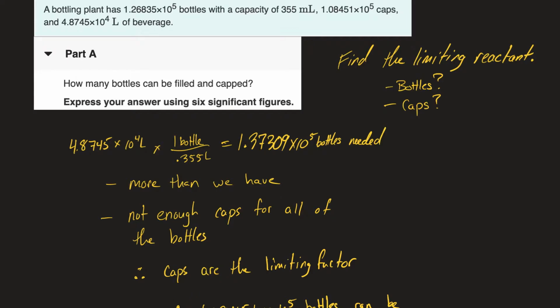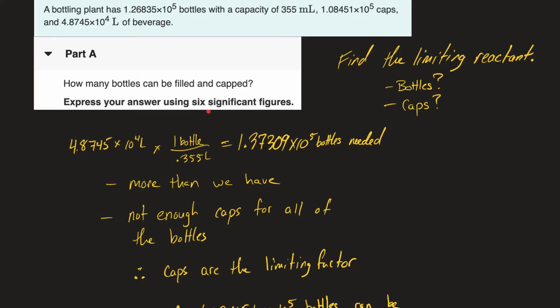And then once we run out of caps, we're going to have beverage left over, we're going to have bottles left over. So it's caps that limits it. So we can have 1.08451 times 10 to the fifth bottles that can be capped and filled.